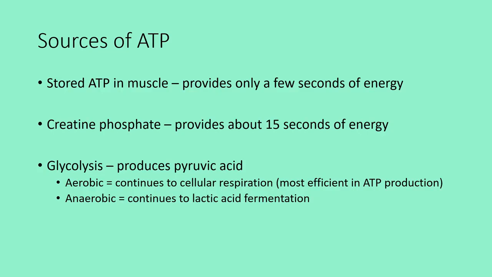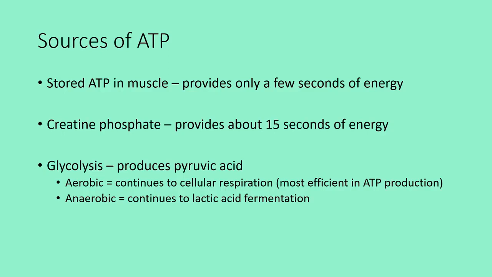Glycolysis is the process of breaking glucose down and it produces pyruvic acid as a byproduct. Now, once you've broken the glucose to pyruvic acid, there are two options. If oxygen is present, then you will go through an aerobic process, continues through cellular respiration. Aerobic means oxygen is present. So if oxygen is present, then you will take that pyruvic acid and you'll continue through cellular respiration. That is going to be the most efficient way of producing ATP. You will generate a lot of ATP per glucose molecule.